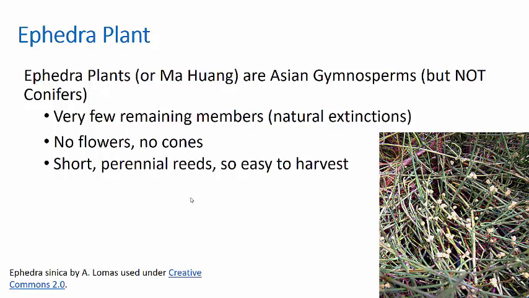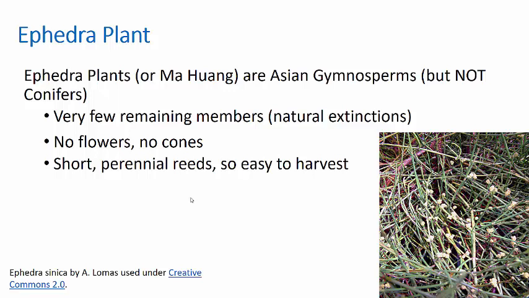I will call it the ephedra plant, but if you want to know a little side history, it's called the ma huang. I think if I'm pronouncing it correctly, it's huang, like it's almost an O, not an h sound, but a huang. But ma huang is a gymnosperm. But it's not a conifer.